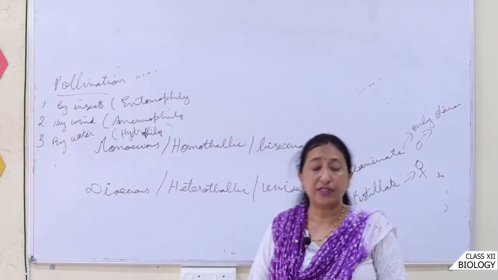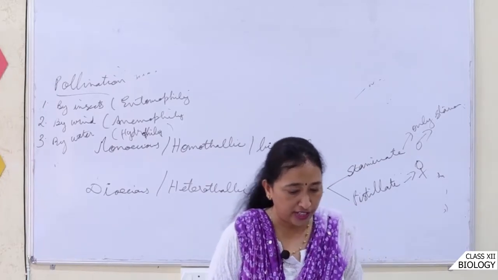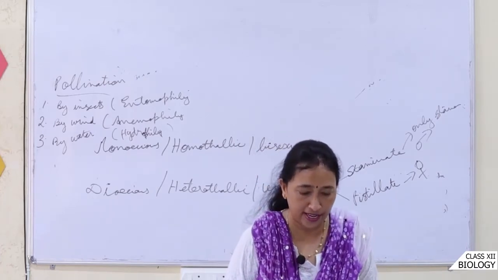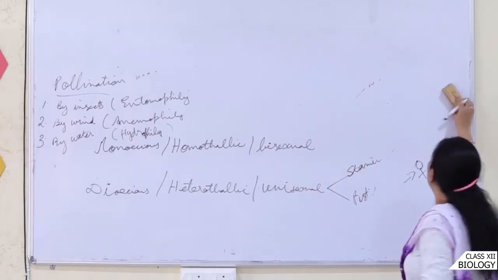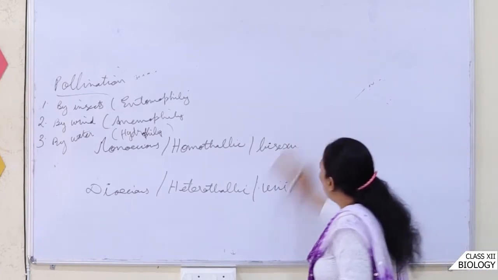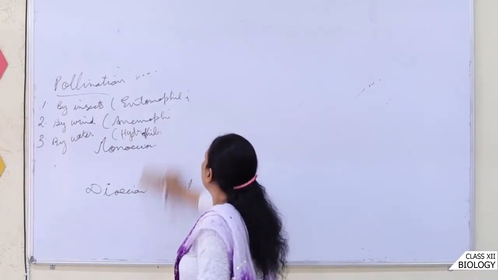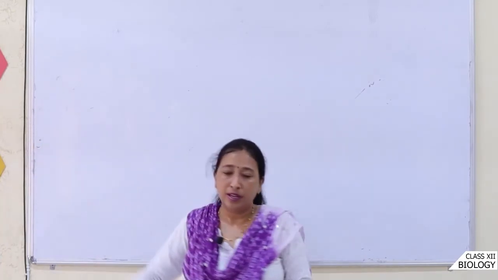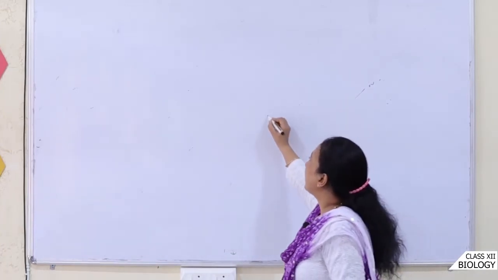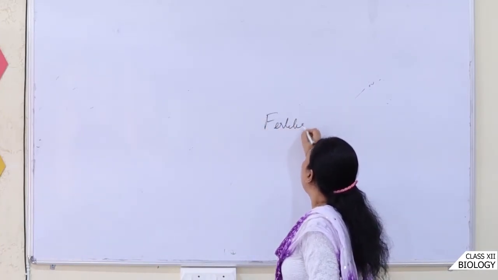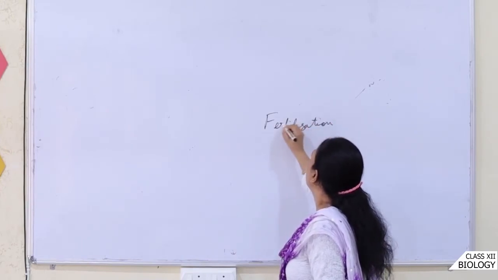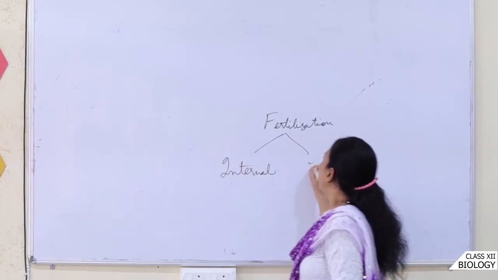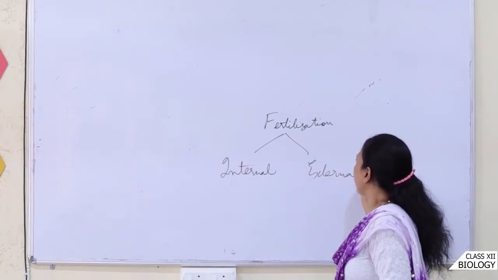Similarly, successful transfer and coming together of gametes is essential for sexual reproduction. Most organisms follow two types of fertilization, and fertilization will lead to reproduction. So, organisms are classified as having internal fertilization and external fertilization.